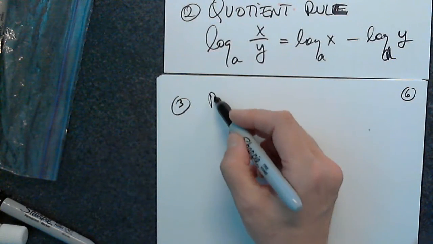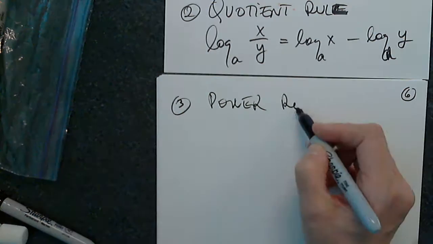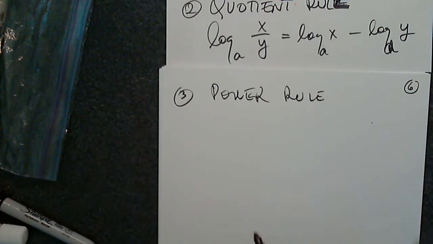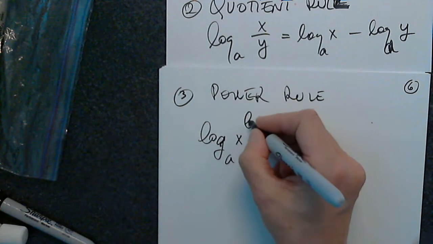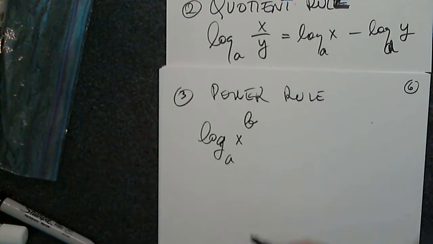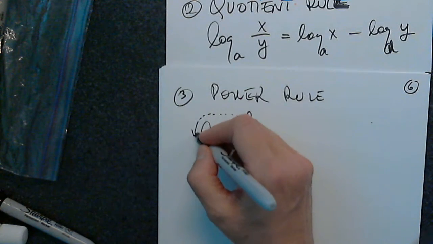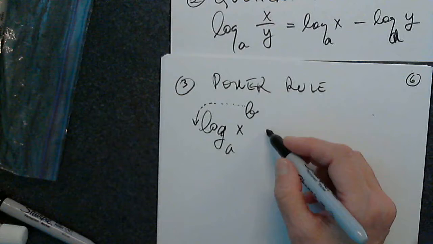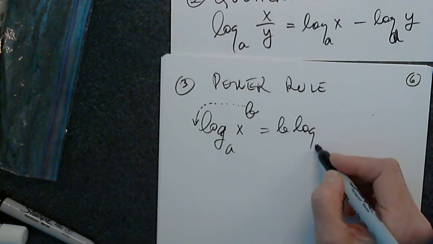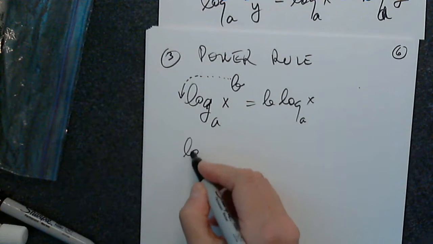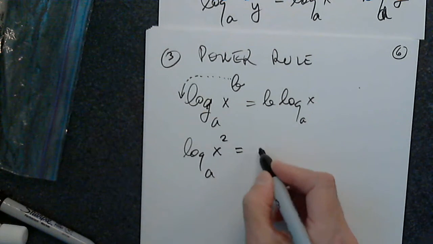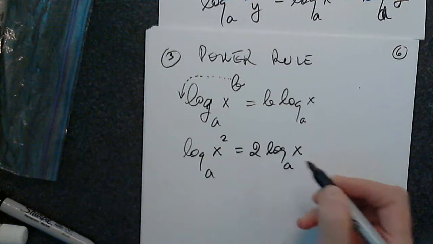Number 3, the power rule. Log in any base of x raised to a power: the power goes in front as a factor. It means that it multiplies the log. So as an example, if we have log base a of x squared, this is 2 log base a of x.